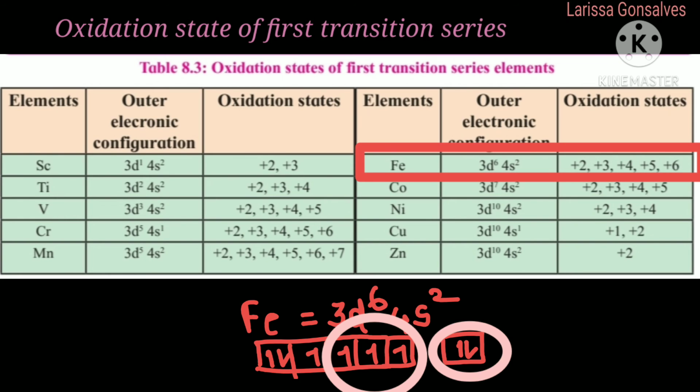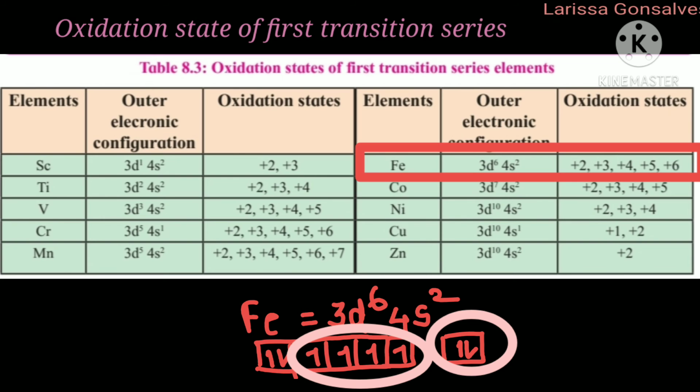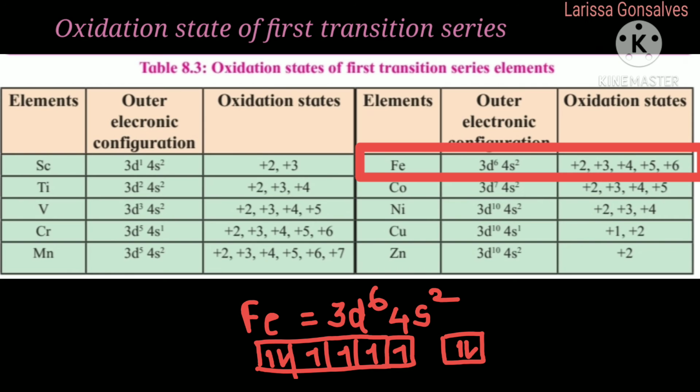If 2 electrons from s and 3 electrons from d, it is going to give us +5 oxidation state. If 2 electrons from s and 4 electrons from d, it is going to give us the +6 oxidation state. Here we are not considering the paired electrons in the d subshell.